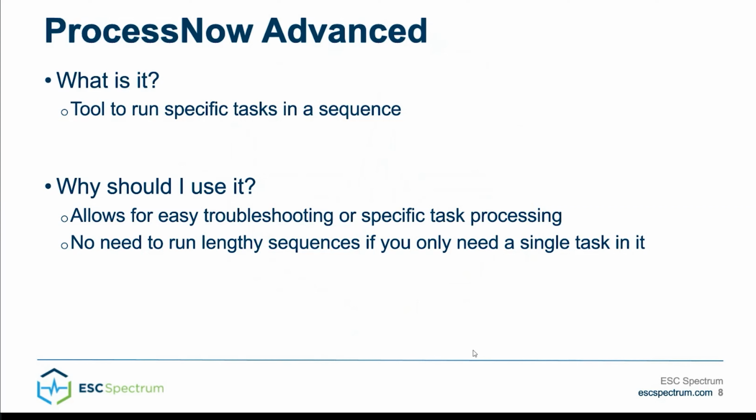And those sequences are comprised of different tasks. So you can have as little as one task. You can have up to really as many tasks as you need. So if you're trying to recalculate data, if you need to update your averages, your day rolling average or your month rolling average, those are examples of different tasks that would be in your Process Now sequence. So what Process Now Advanced allows is it allows you to run one specific task or 2 or 3 or however many without having to run the entire sequence.